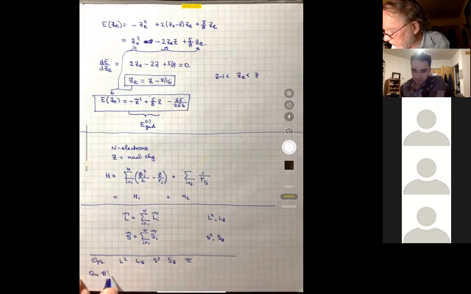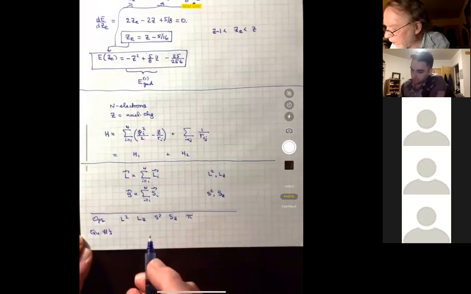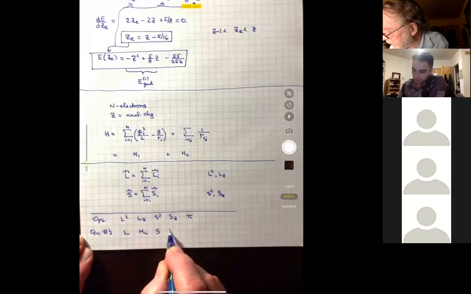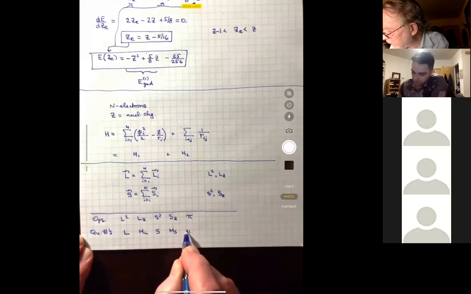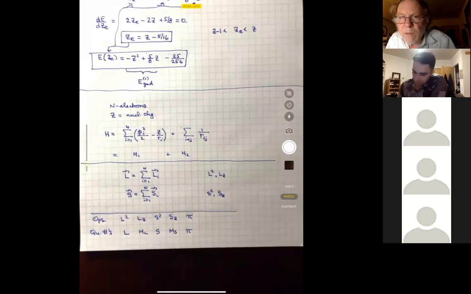And so if these are the operators, then we can write the quantum numbers. Am I running off the screen yet? No, it's still visible here. I'll move it up some. Let's call the quantum numbers capital L, capital M sub L, capital S, capital M sub S, and just pi for parity.